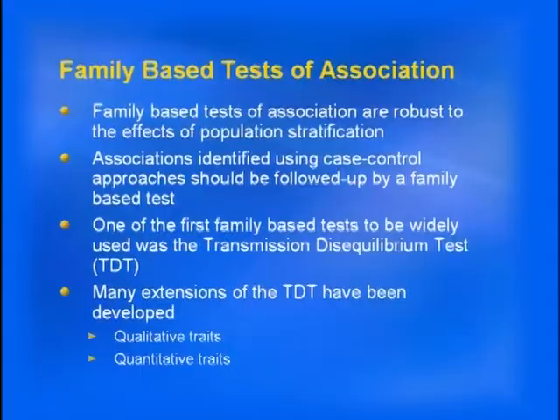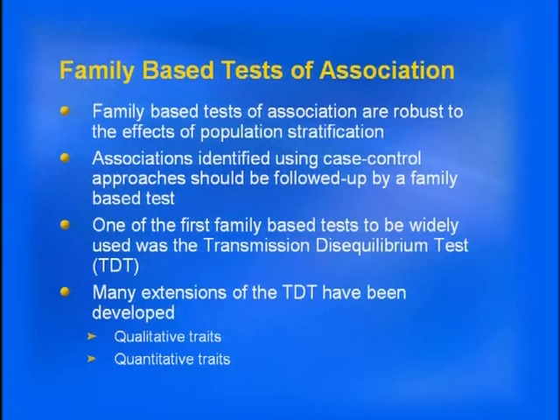Okay, so now let's talk about something that I actually think is pretty neat. When we talked about the case control association studies, we talked about the concern over spurious associations due to population stratification. There actually are a family of tests that are based on family data, but they are association studies, and they are not sensitive to the effects of population stratification. And so that's what I want to talk about for the rest of the morning today. So family-based tests of association are robust to the effects of population stratification.